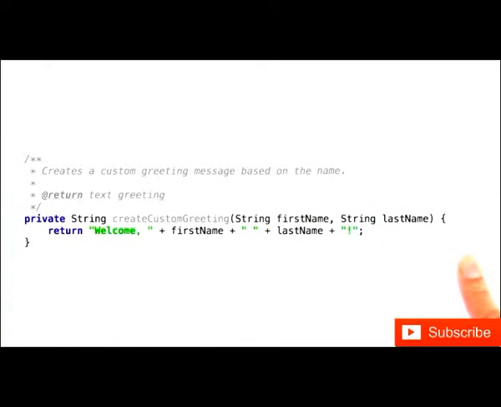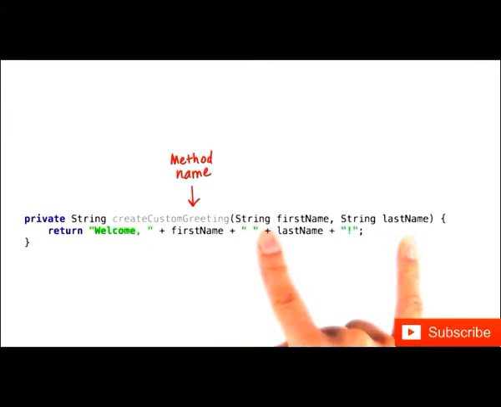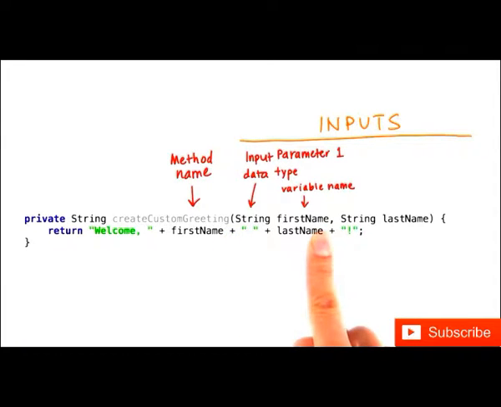Here's an example method. The goal is to create a custom greeting message based on the given name. The return value is going to be a greeting in the form of some text. Now let's ignore the comment for now. First we have the method name, which is in camel case here, and it says createCustomGreeting. Next we have the list of inputs. This is the first input parameter. The data type is String and the variable name is firstName.